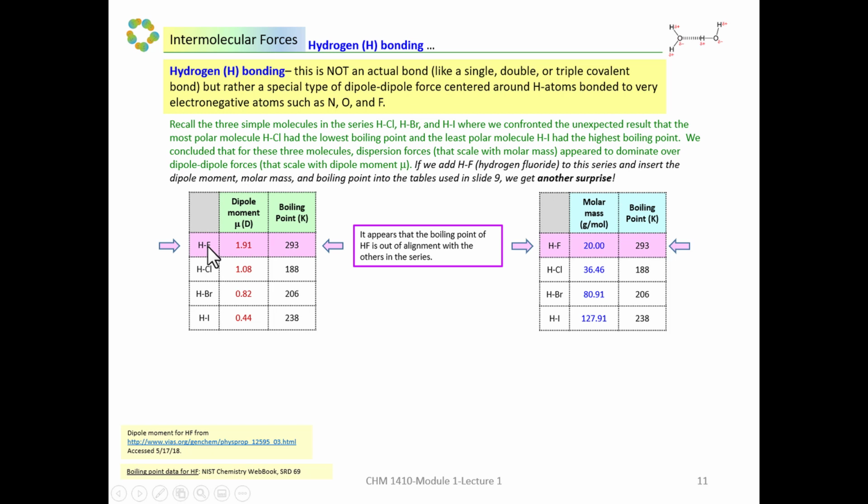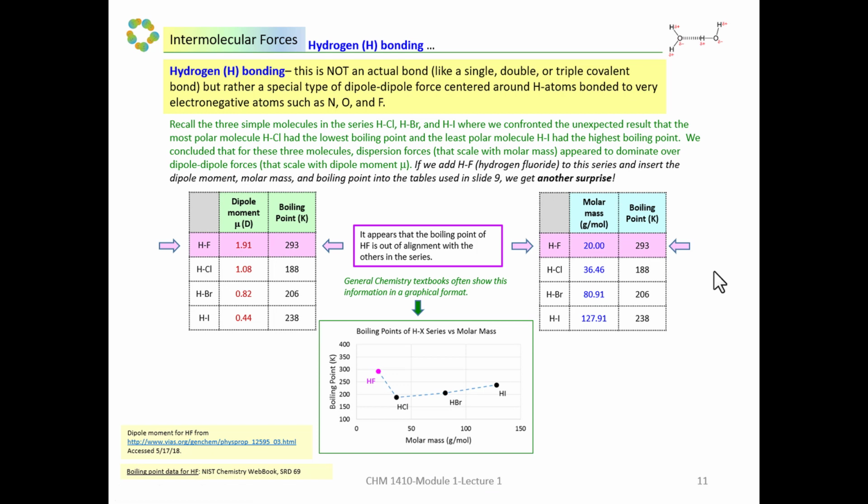So HF legitimately belongs in this series, and we left it out of our previous discussion, and with good reason. When we add HF to the table, it throws another wrench into our discussion. You can see that HF appears to be much more polar than HCl or the others. It also has the highest boiling point of any of the others in the series. So the boiling point of HF certainly is out of line with the others. And you can see that in the table with molar masses, HF, which has the lowest molar mass, has the highest boiling point. So what's going on here?